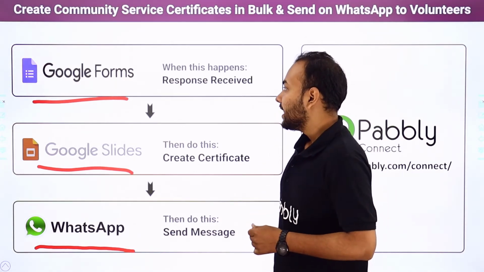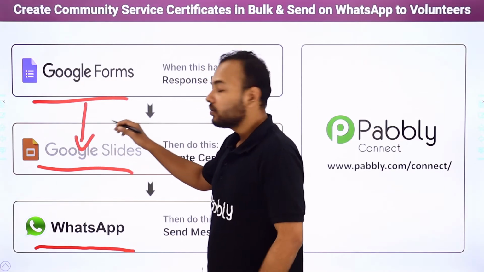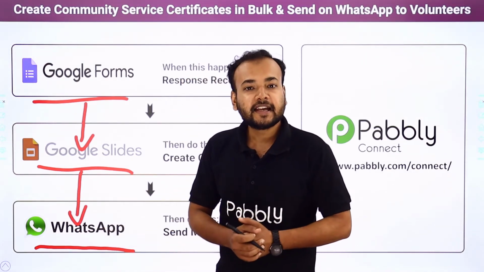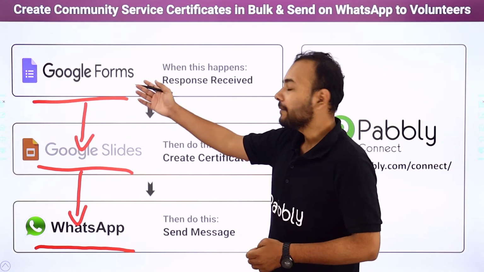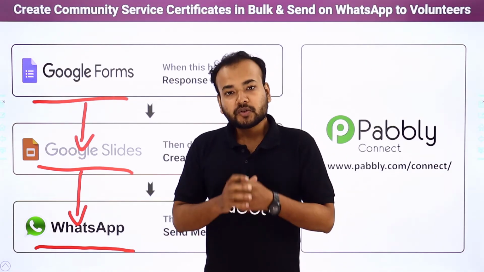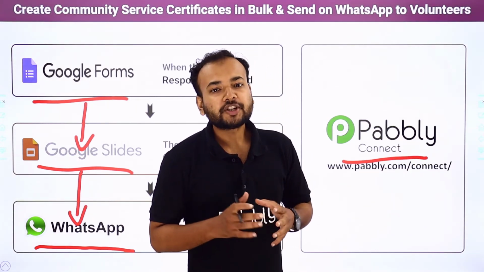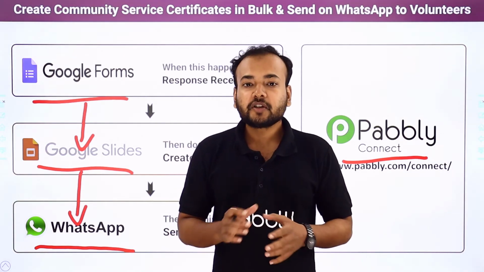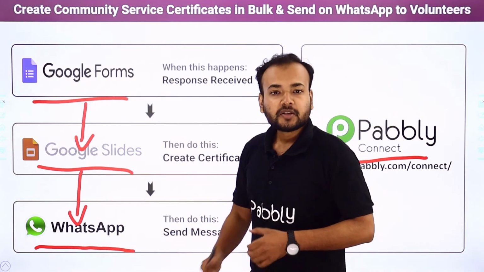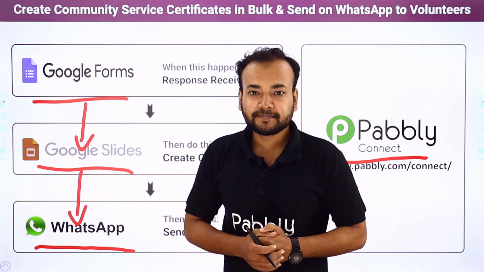What if I tell you that as and when you receive the response here in a Google form, a certificate gets automatically created here in a Google Slide, and the same certificate gets automatically shared on the WhatsApp account of the volunteer? Yes guys, this can happen, and this can be done by connecting these three applications. But the issue is there is no direct connection or integration present between these three applications. So to connect these applications I am using a software called Pabbly Connect. So guys, Pabbly Connect is an automation and integration software, and the best part of it is that you will not require any coding skills or programming knowledge to make this connection between Google Forms, Google Slides and WhatsApp. So now let me give you a demo on my screen of how this connection between all these applications is going to work in real time.